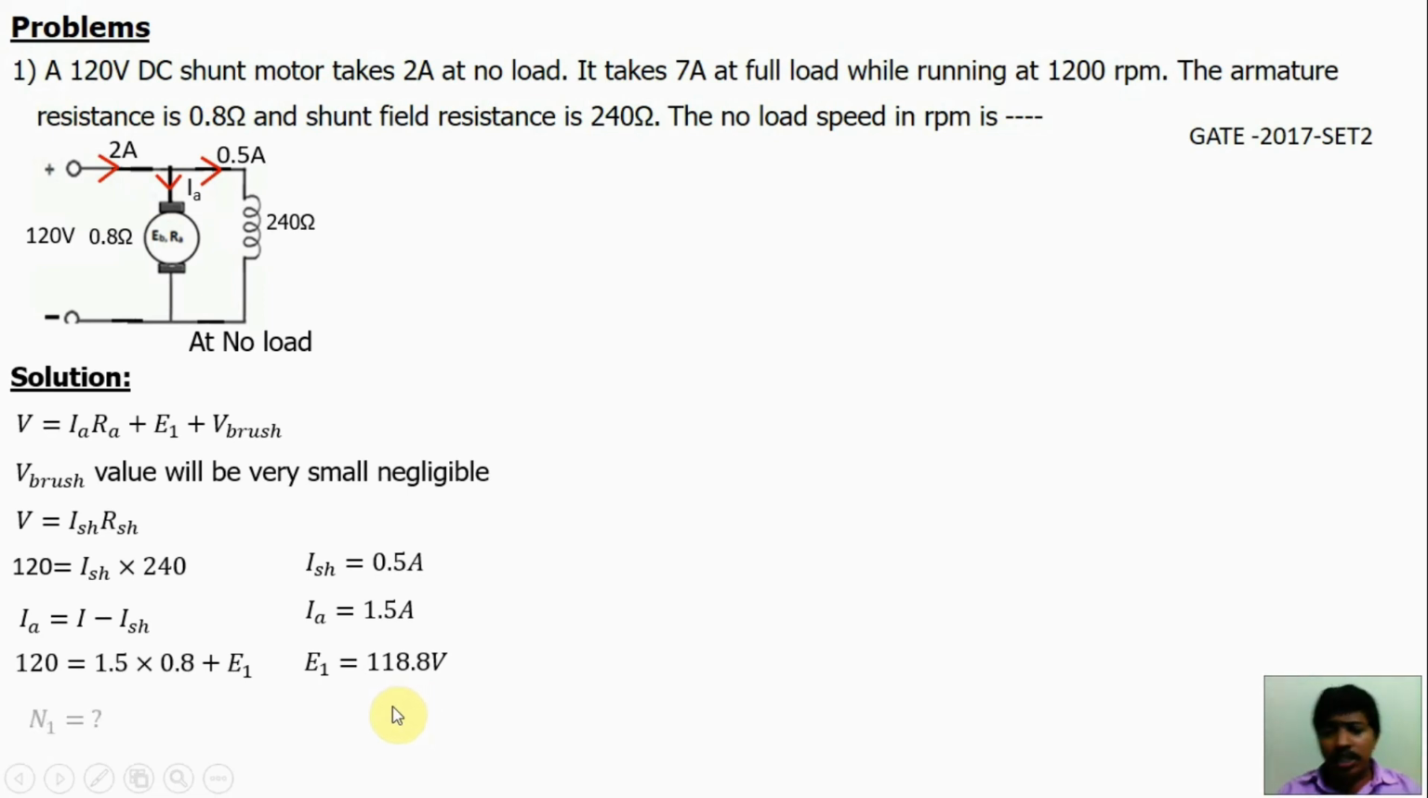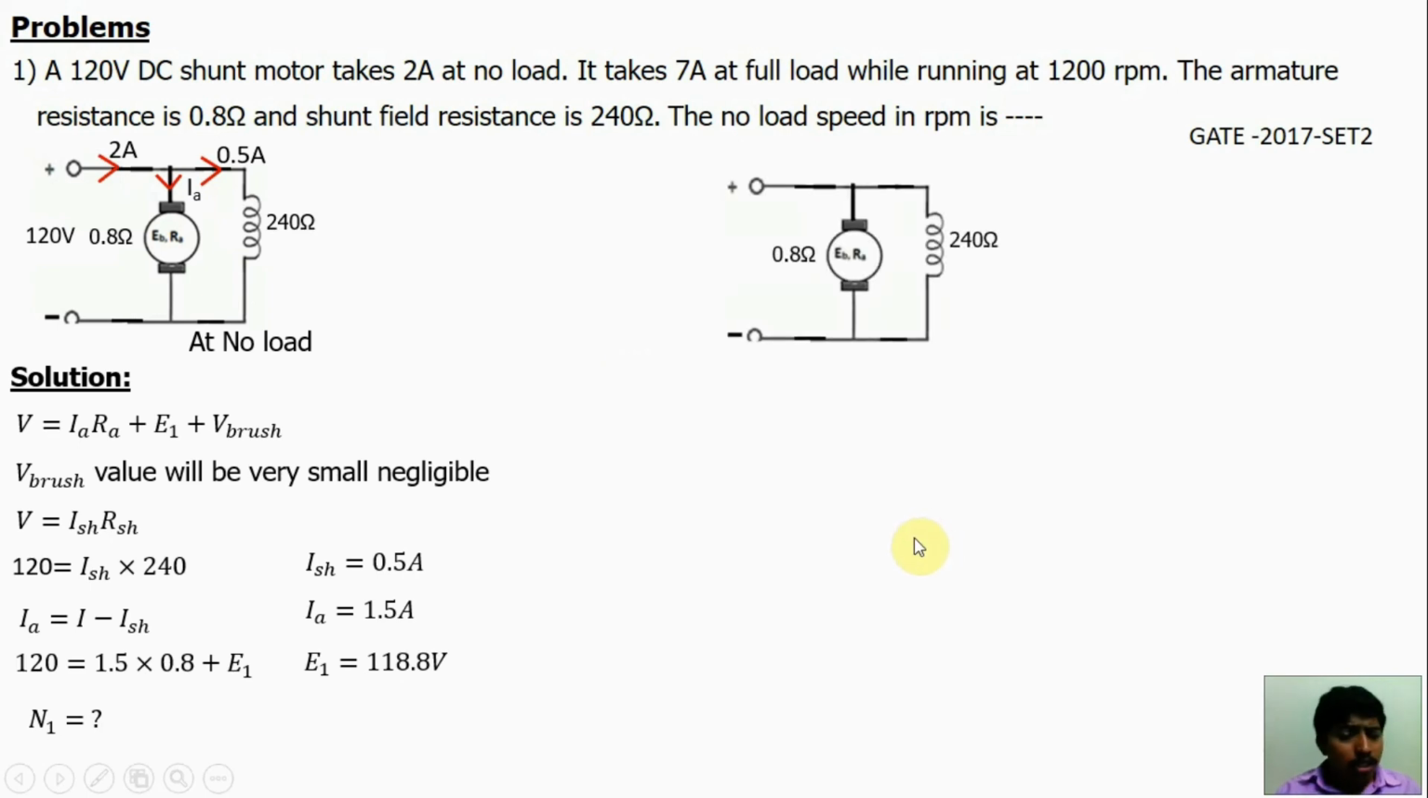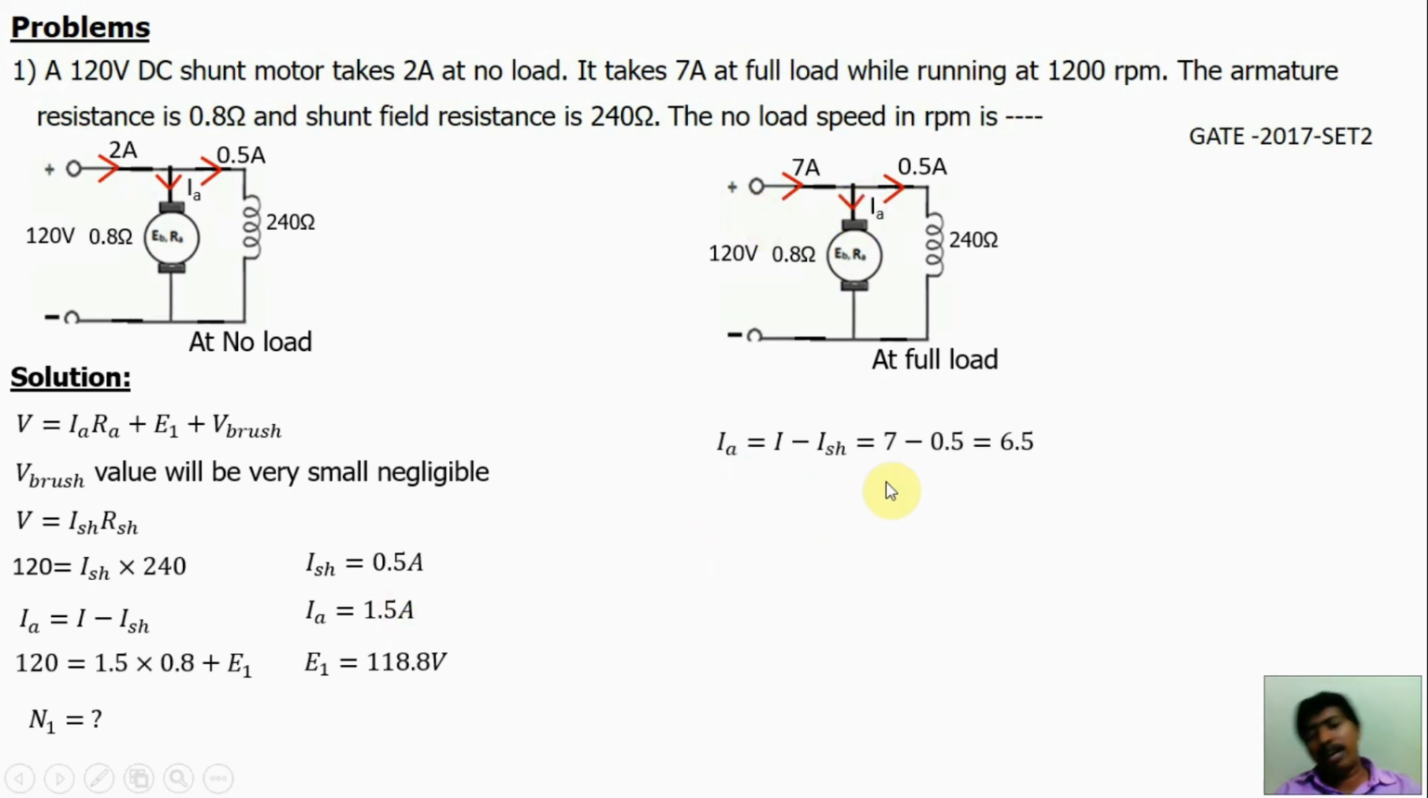Similarly, for the full load condition, read out the diagram. At full load condition, it takes 7 amps. Same concept here, so we can find the IS gauge value. For a DC shunt motor, IS gauge is constant, flux is constant, so IS gauge is 0.5 because the input is constant. So the armature current IA value will be 6.5 amps. Okay, so substitute this IA value in this equation, we will get E2.